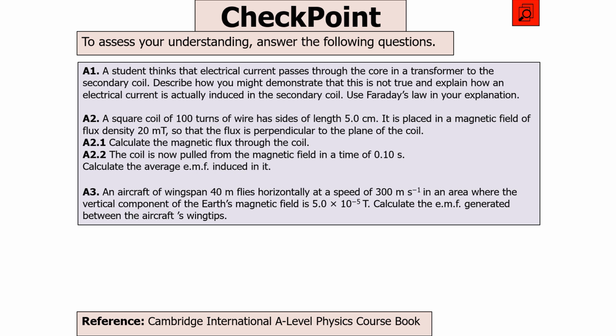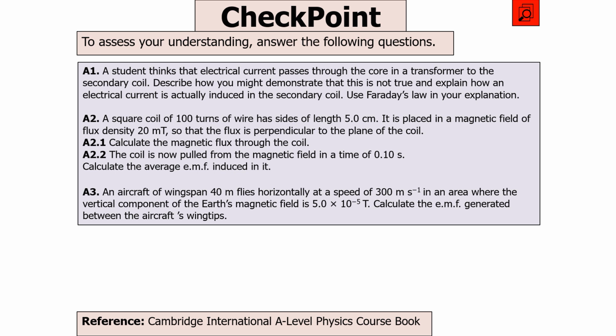Then a square coil of 100 turns of wire has sides of length 5.0 centimeters. It is placed in a magnetic field of flux density 20 milliteslas so that the flux is perpendicular to the plane of the coil. Calculate the magnetic flux through the coil, and the coil is now pulled from the magnetic field in a time of 0.10 seconds. Calculate the average EMF induced in it.